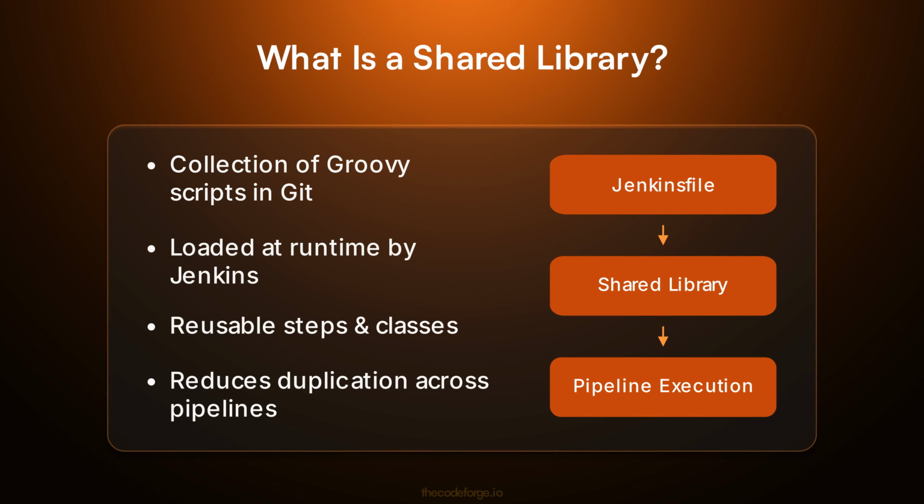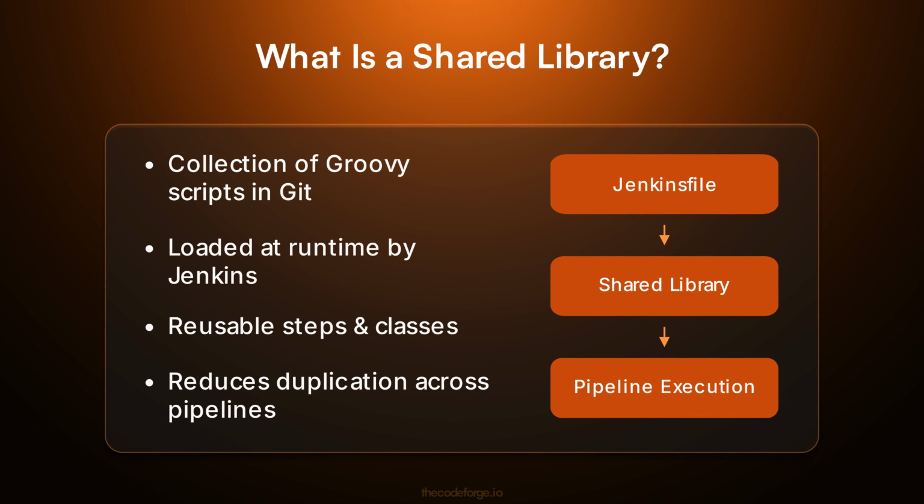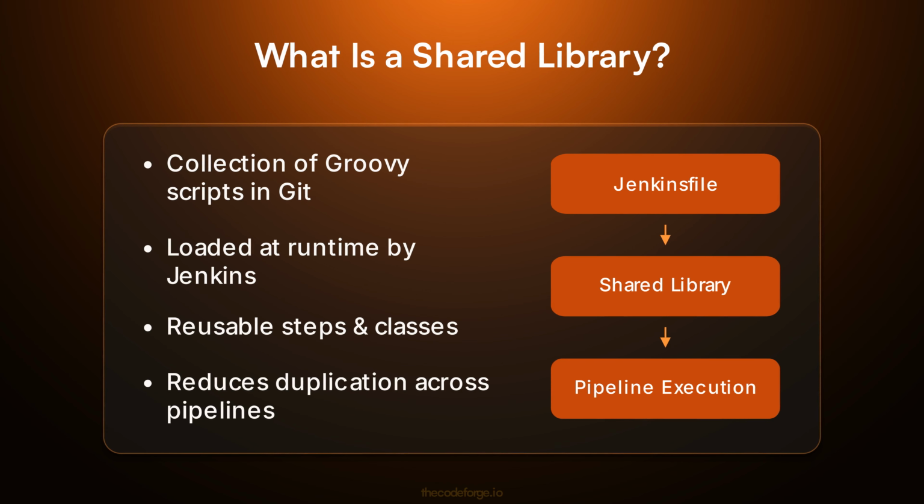A Jenkins shared library is a Git repository containing Groovy scripts that Jenkins loads dynamically. It provides reusable pipeline steps, utility classes, and static resources, eliminating copy-paste across hundreds of pipelines.